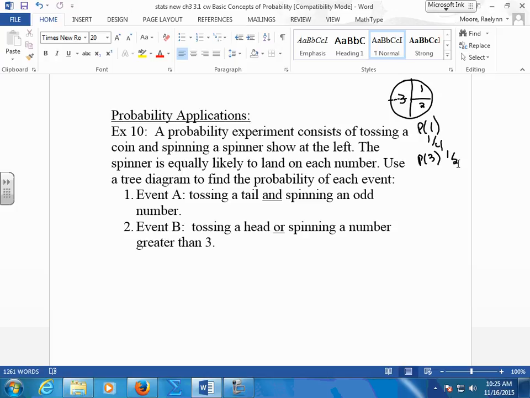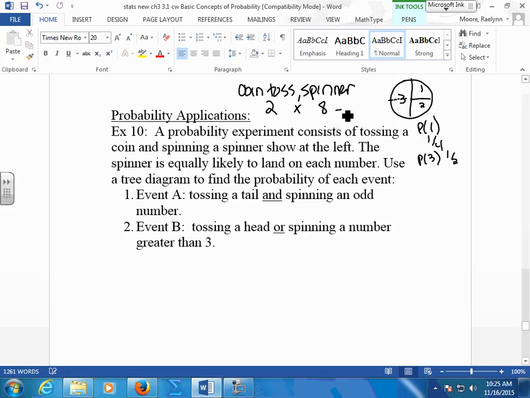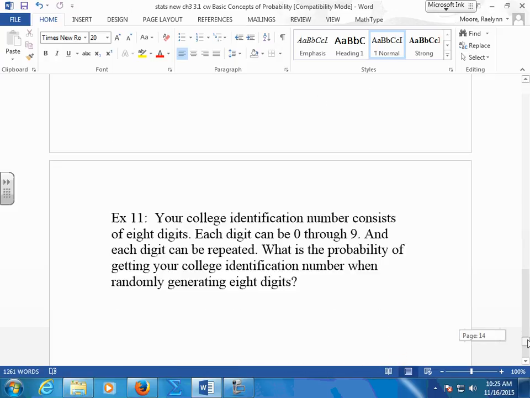Use a tree diagram to find the probability of each event. So let's have you guys make a tree diagram. You're going to toss a coin first, then spin. First of all, how many possibilities are there when you toss your coin? How many possibilities are there on your spinner? So altogether, how many outcomes should we have? 16. Okay? So let me see you make your tree and give me your outcomes. Make your list of outcomes.